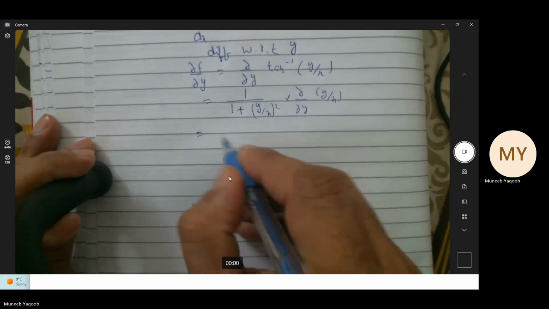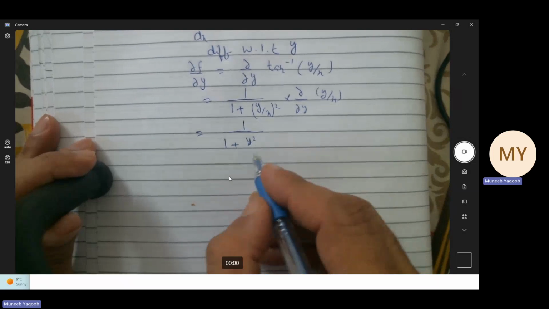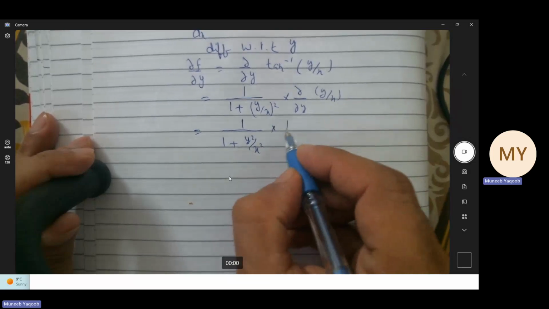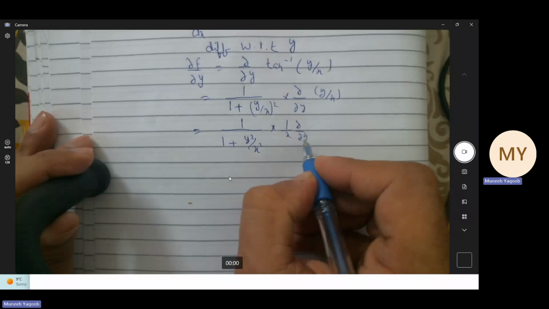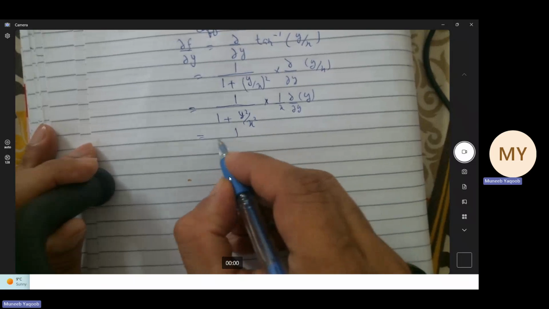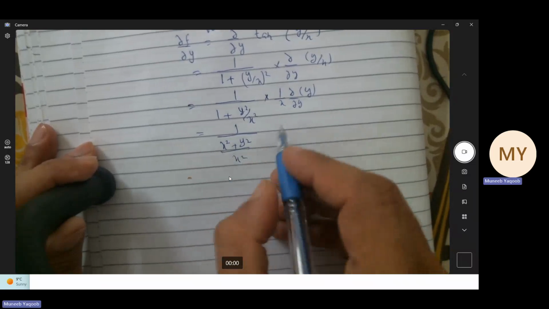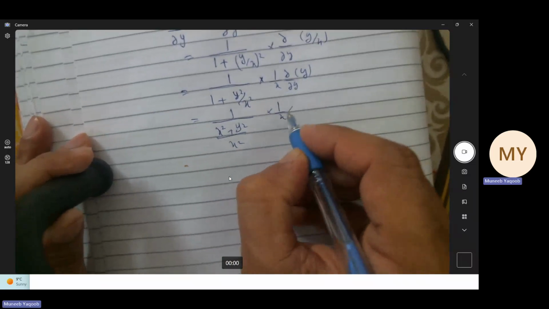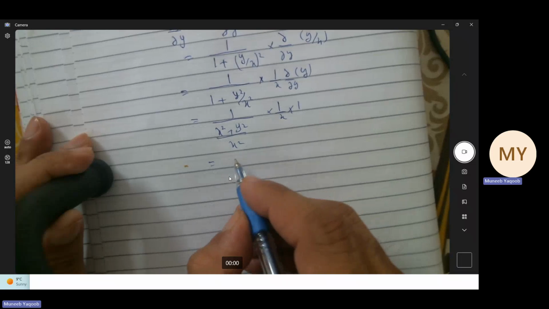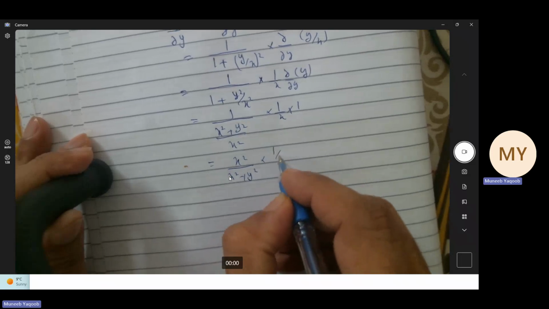Okay. Now in the next step, we will open the bracket in the denominator. So it will become 1 over 1 plus y square upon x square multiply by, now we will take 1 upon x common and it will become del by del y of y. Now we'll take LCM in the denominator, so it will become 1 over x square plus y square upon x square multiply by 1 upon x times 1, because the derivative of y with respect to y is 1. Now finally it will become x square upon x square plus y square multiply by 1 upon x.